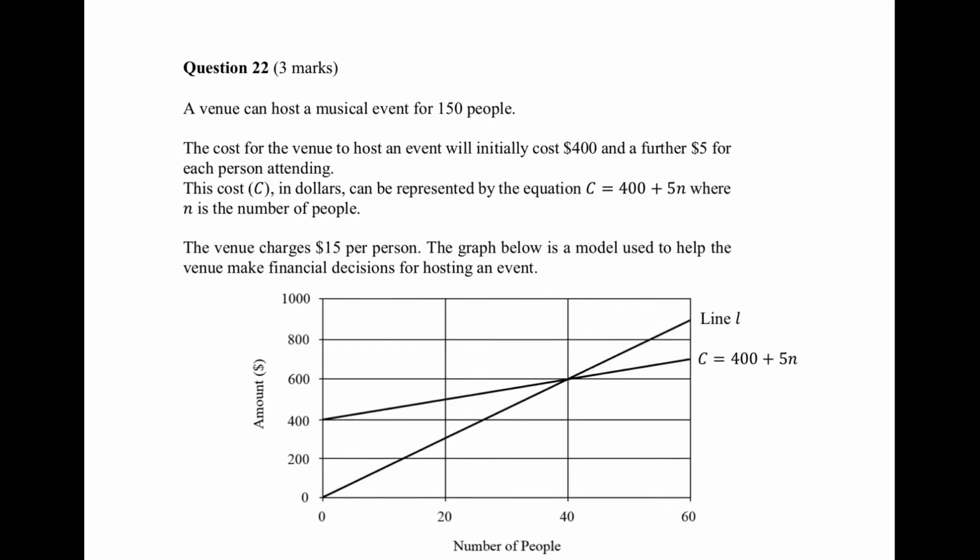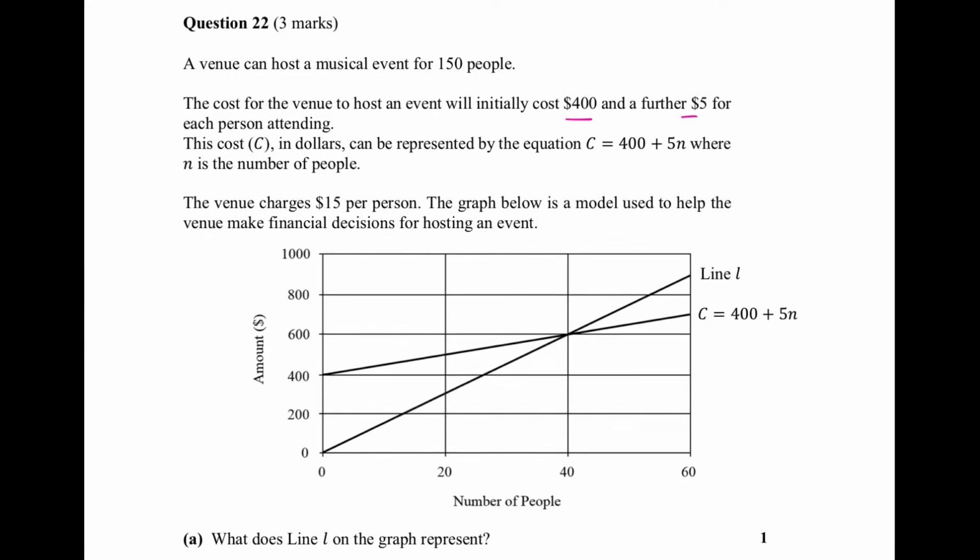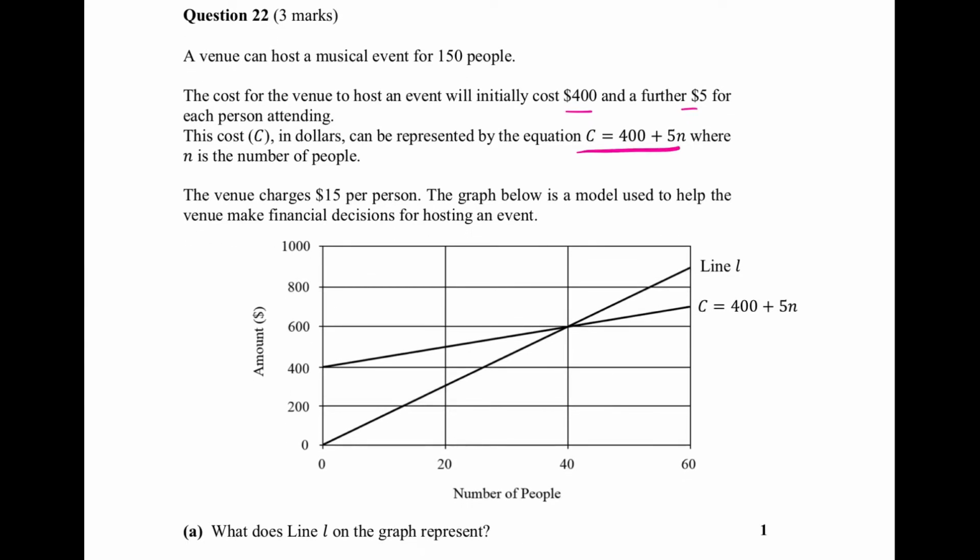Question 22. A venue can host a musical event for 150 people. The cost for the venue to host an event will initially cost $400 and a further $5 for each person attending. The cost C in dollars can be represented by this equation. Now that makes sense. Have a look. It's my initial cost of $400 plus $5 for every person.